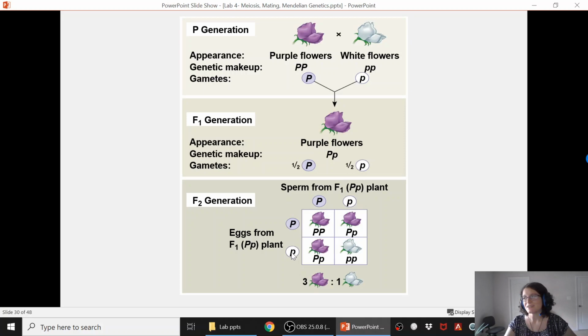Or remember, here's the or rule in concept and practice. Or it can be that the egg gives a little p and the sperm gives a big P for another heterozygote, big P, little p. Or the little p and the little p can come together. That's why only 1/4 of them come out as white, because you need 2 copies.